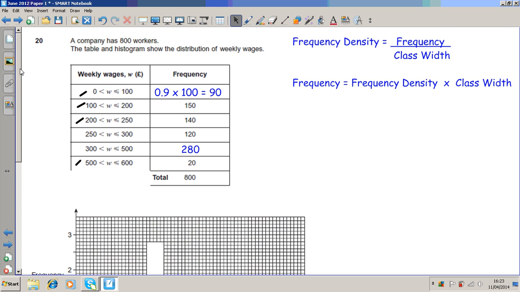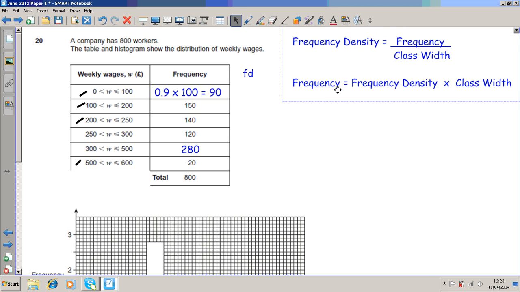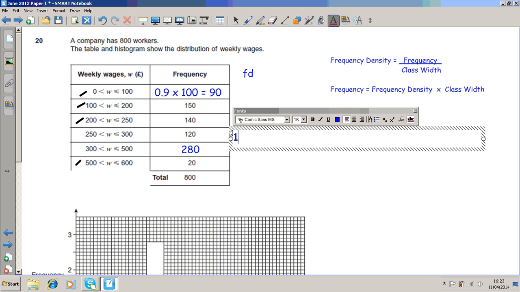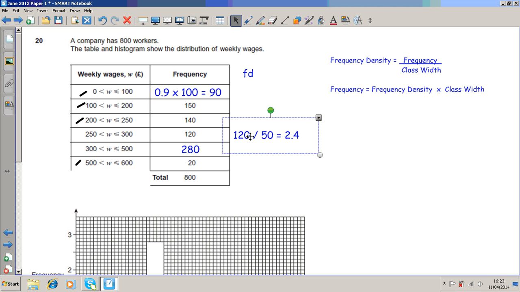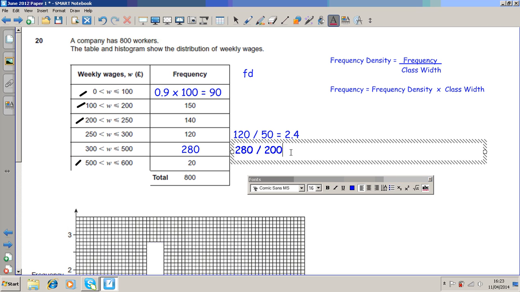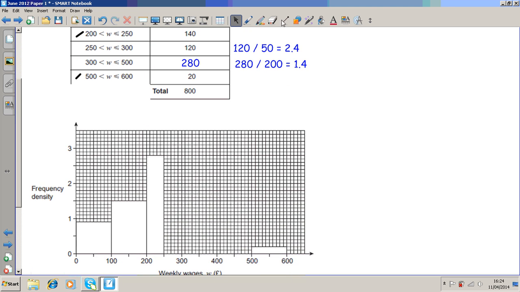So I need to work out the frequency density for these two here. FD for short. So frequency density is the frequency divided by the width. So for this one here, the frequency is 120 divided by the width, 250 to 300 is 50. Well, that's the same as 12 divided by 5, which is 2.4. This one here, frequency density is the frequency divided by the width, 300 to 500 is 200. That's a tricky one. If we divide by 2, then that's 140, and then divide by 100 is 1.4. So they're my frequency densities, and my final job is to draw them onto it.